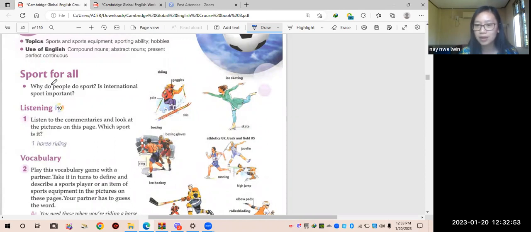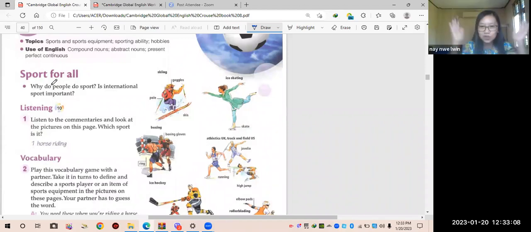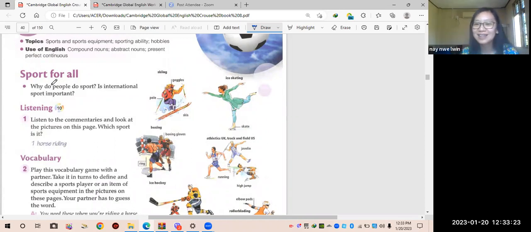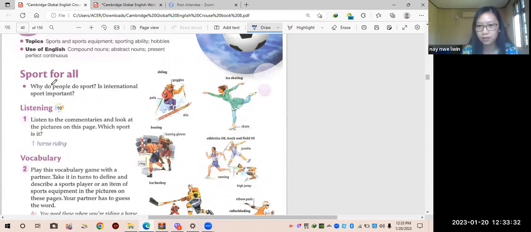Or just the same idea as Jolie? Playing sport helps to stay fit, and maybe they play for their shape. Yes, we can get a good shape, right? And is there any more reason that they do sports? Because of their hobby, because they like it, right? Yes. Is there any other opinion? For relaxing. Yes, for relaxing. Sometimes we can release our stress while doing sport, especially extreme sport, right?